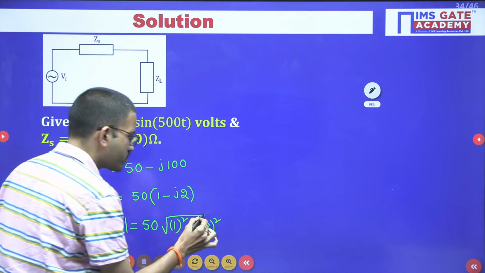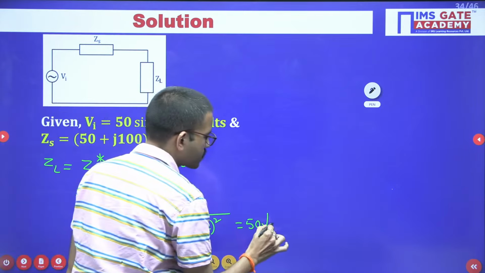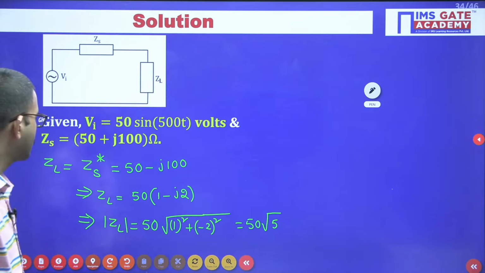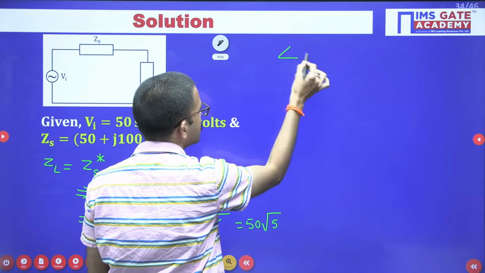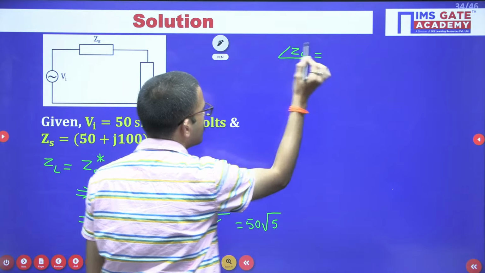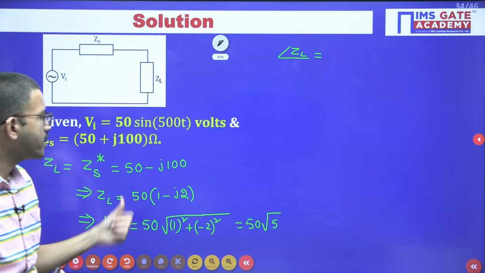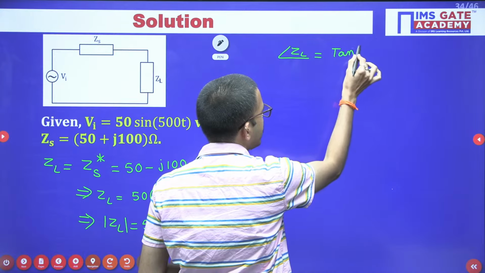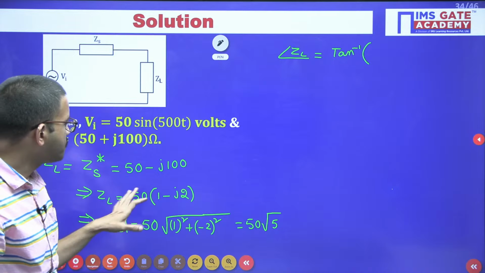So what do you get? 50 into the square root of 1 plus 4, which is the square root of 5. So the magnitude is 50 root 5. Similarly, for the phase angle, the magnitude of this expression is 50 root 5, and the phase angle is tan inverse of the imaginary part by the real part.